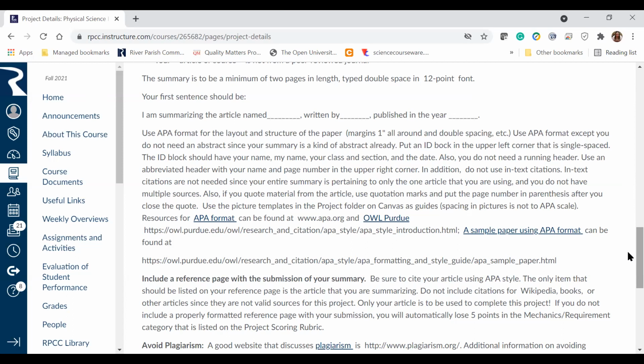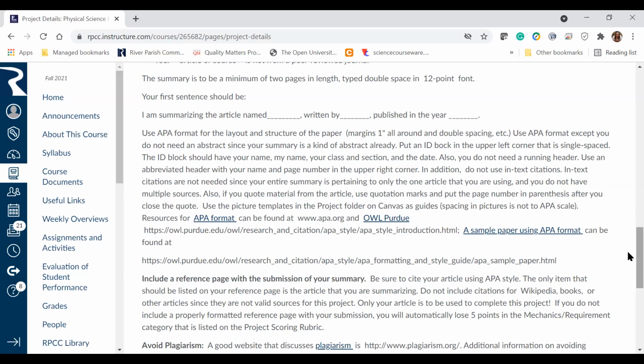Okay, 1-inch margin all around. That's proper APA format. APA, the American Psychological Association. They're the ones that set the standards for scientific publications. And so 1-inch margin all around, double spacing.